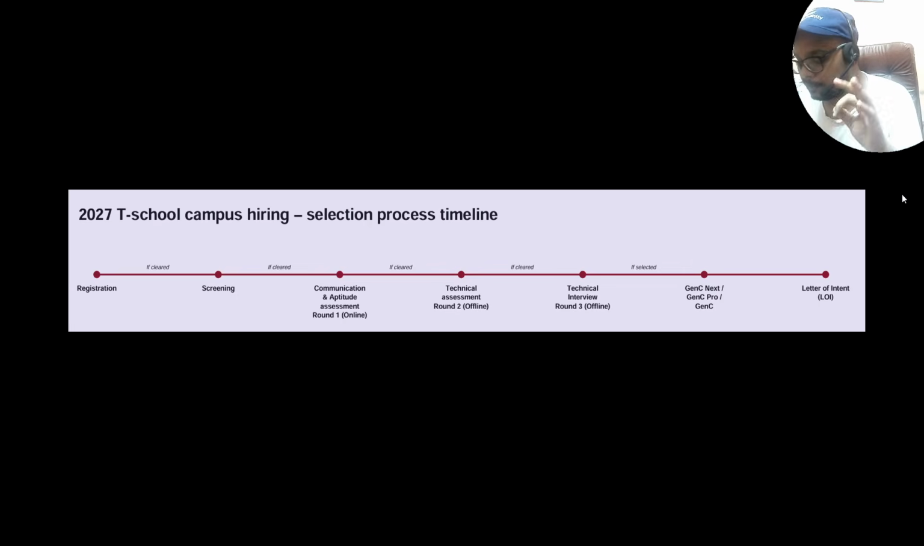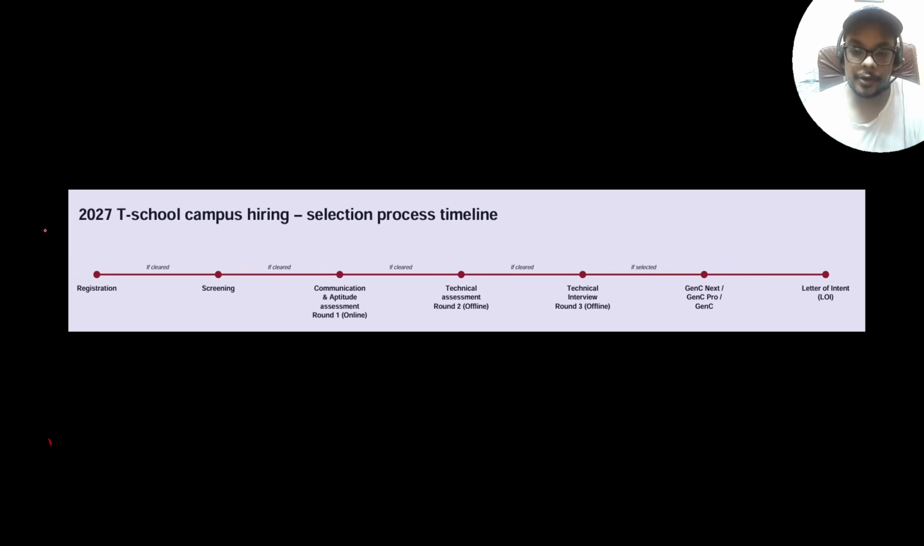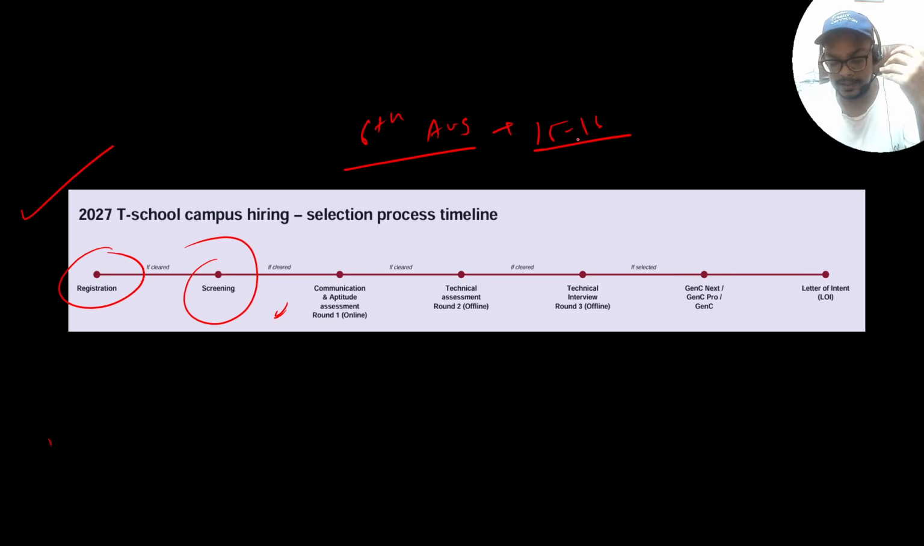Let's start with the complete updated syllabus and a detailed walkthrough of what you need to prepare for the Cognizant GenC hiring exam and the exact topics which you need to prepare. Starting with the hiring process, 2027 T school campus hiring selection process timeline. The first stage is obviously the registration, then there will be a screening, then the communication and aptitude assessment round. The exams are starting from 6th of August, and they will start in many colleges on 15th and 16th of August. Also, for the whole month of August, there will be exams in many different colleges.